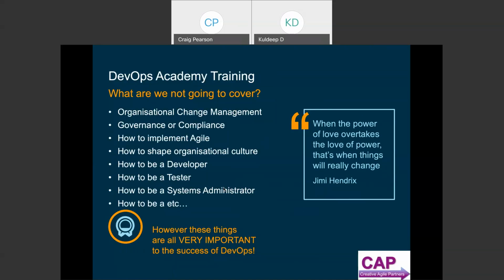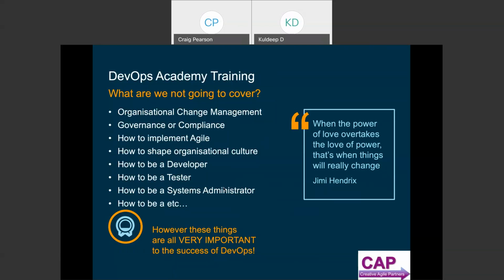I just acknowledge that a lot of organizations, certainly big organizations, have a lot of governance and compliance requirements. I'm not going to tell you how to be agile or be a developer or tester or all of those kinds of things, even though these things are very important in the success of DevOps. What I'm going to share with you today is some technical capabilities that allow you to get moving with DevOps and allow you then to look at these other more organizational challenges as and when the time is ready.